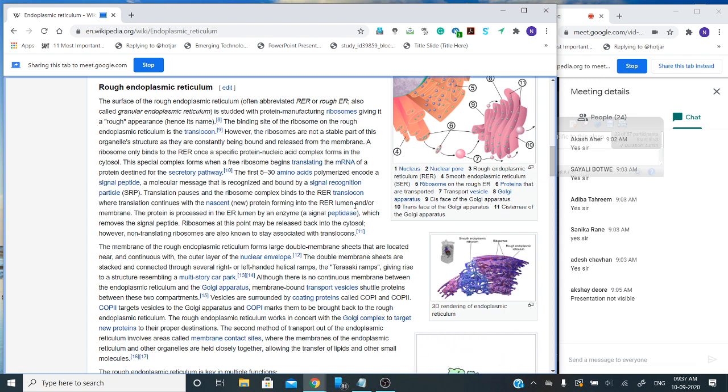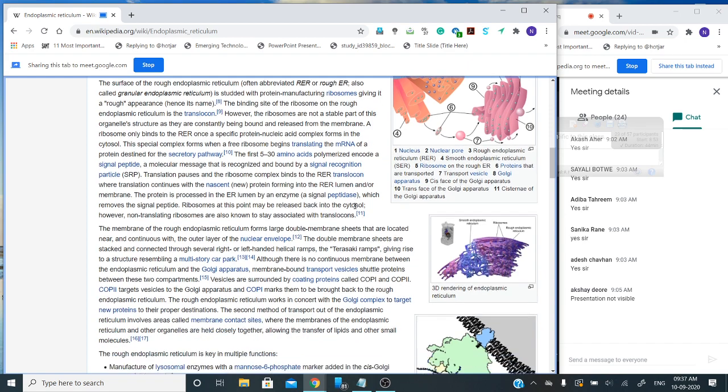This protein is processed into the endoplasmic reticulum by an enzyme, the signal peptidase, which removes the signal peptide, and the ribosomes may be released back into the cytosol. So the ribosomes will now be freely wandering. No translating ribosomes are known to stay associated with the translocon.